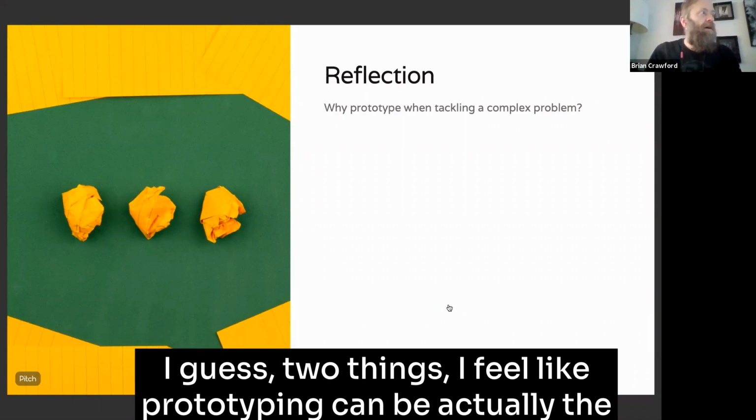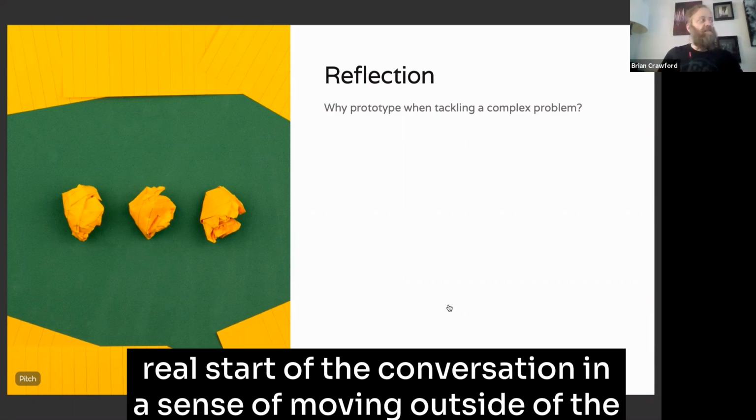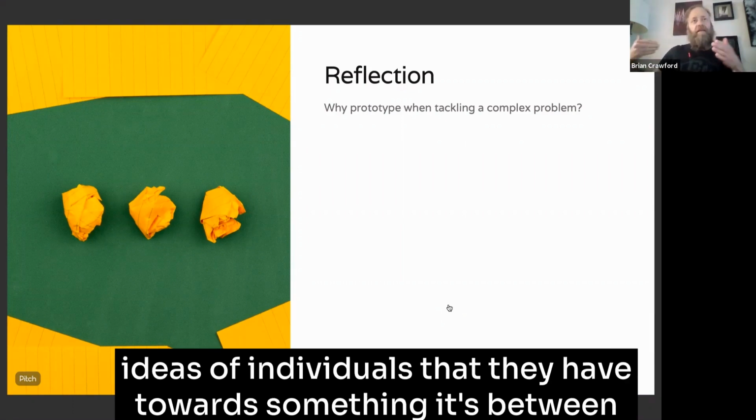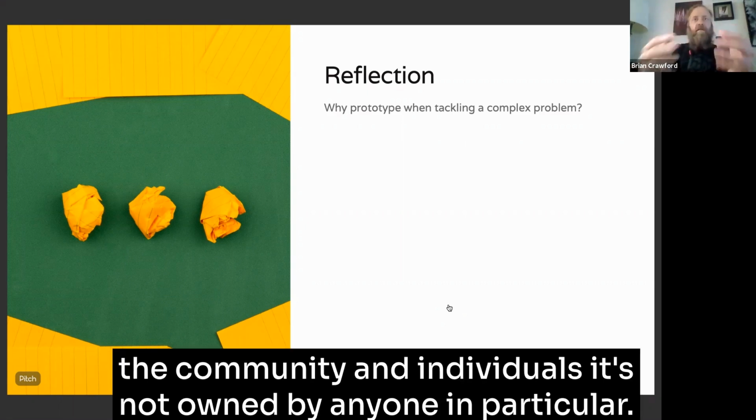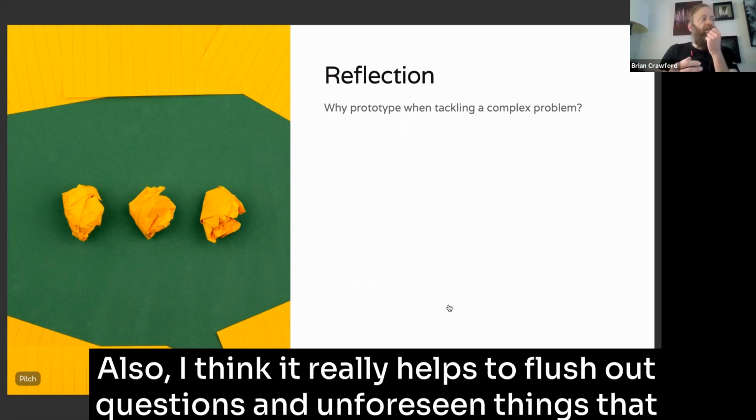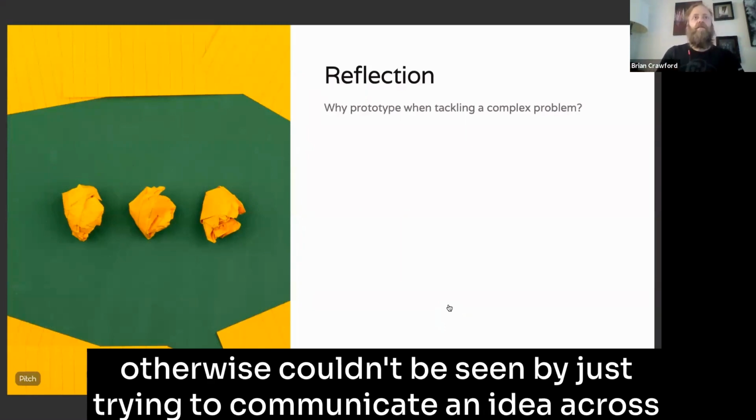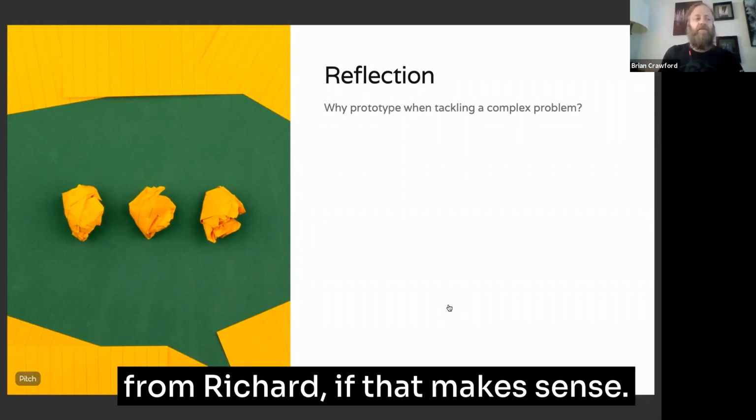I guess two things. I feel like prototyping can actually be the real start of the conversation, in the sense of moving outside of the ideas of individuals towards something that's between the community and individuals. It's not owned by anyone in particular. Also, I think it really helps to flesh out questions and unforeseen things that otherwise couldn't be seen by just trying to communicate an idea across from each other, if that makes sense.